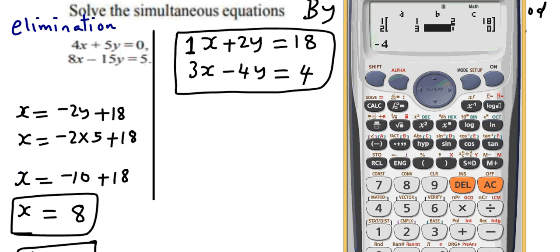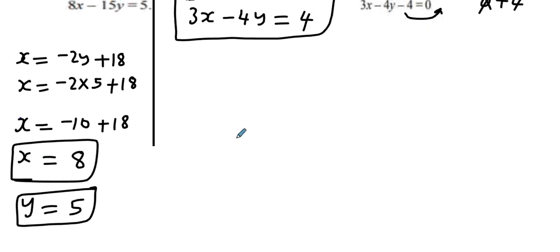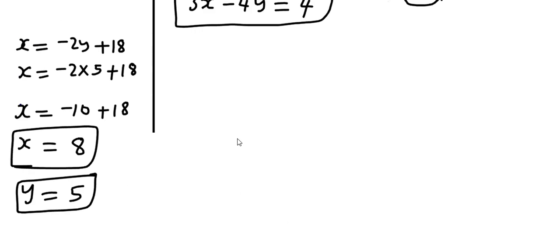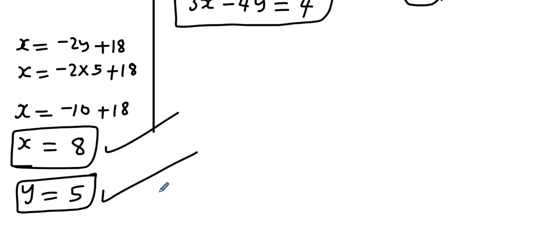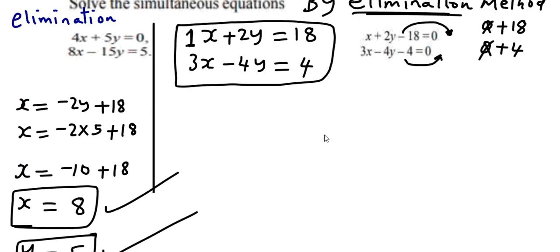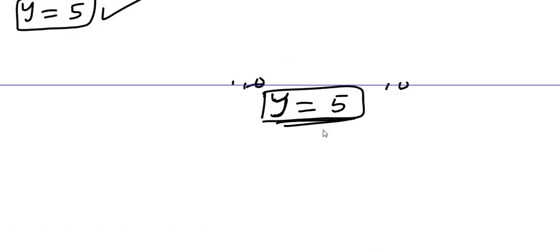Equals. Now to get answers, press equals for the second time. Equals, you see, X is 8. Let me show you. X is 8. Can you see that? How about Y? Equals, see that? Y is 5. So our answer is correct.